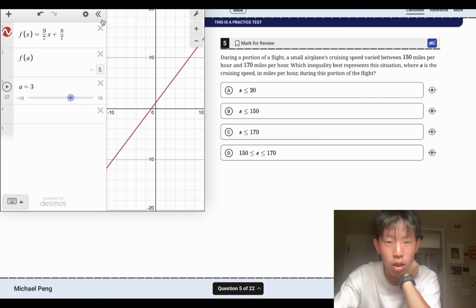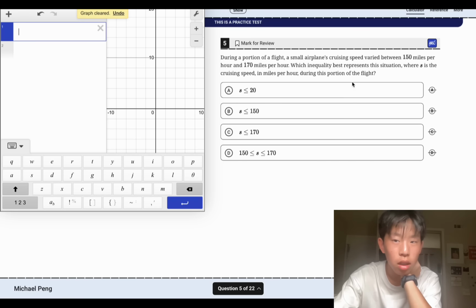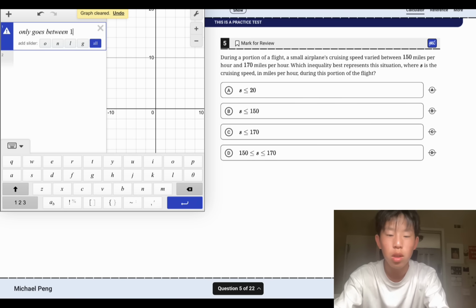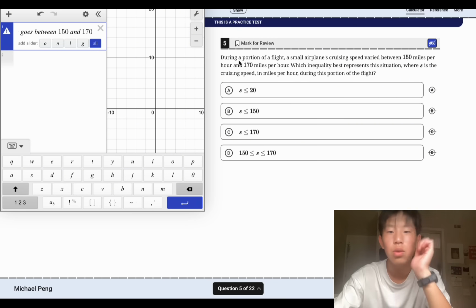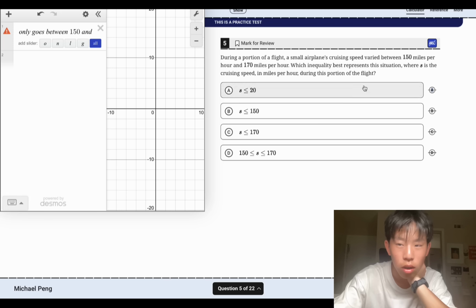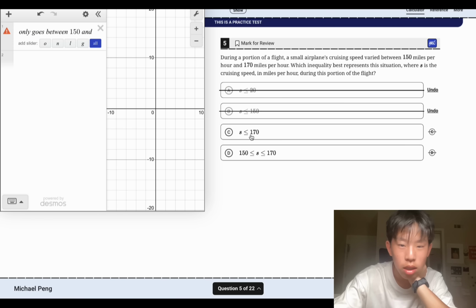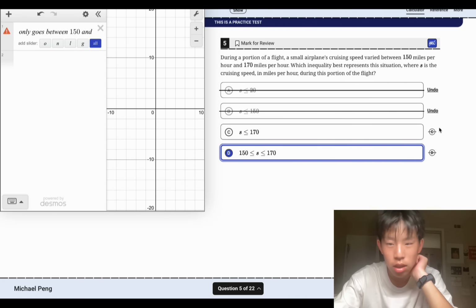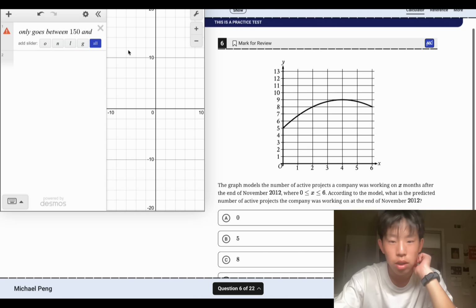Okay, next question. So for this one, it's saying a plane only goes between 150 and 170. So which one of these satisfies that? A says that it's less than 20, which is wrong. B means that it's less than 150, which is wrong. C means that it's less than 170, which is right. But D says exactly what the question's asking, so it's the better option. So it's D. Next question.